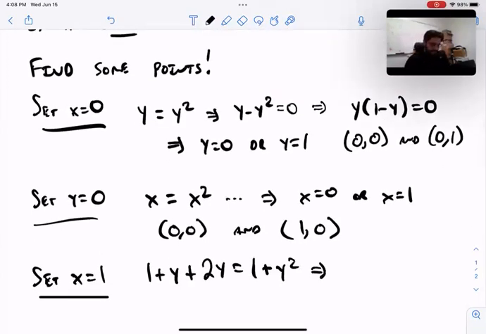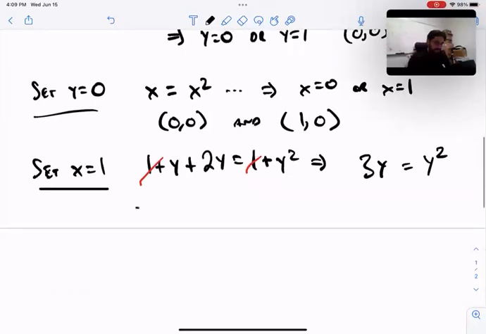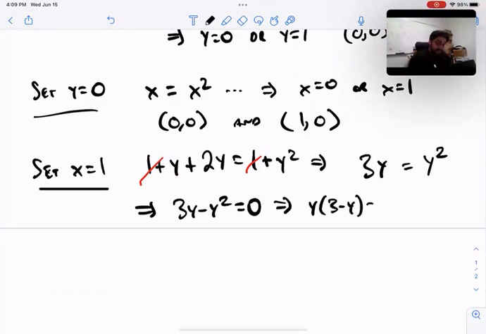Well, I have y squared. The 1's actually cancel, right? And then the other side of the equation is going to be 3y, right? So what does this give me? This gives me that 3y minus y squared is 0. So again, factor out a y. So what do I get? I get that y is 0 or 3, right?